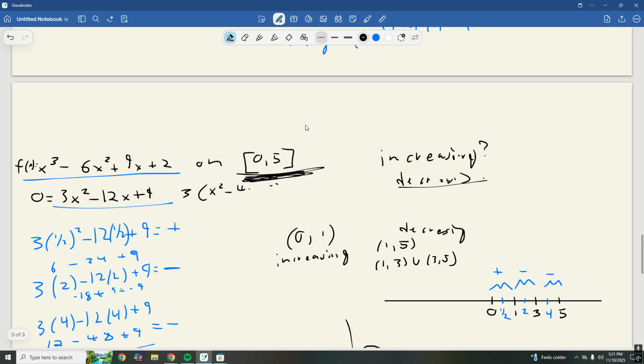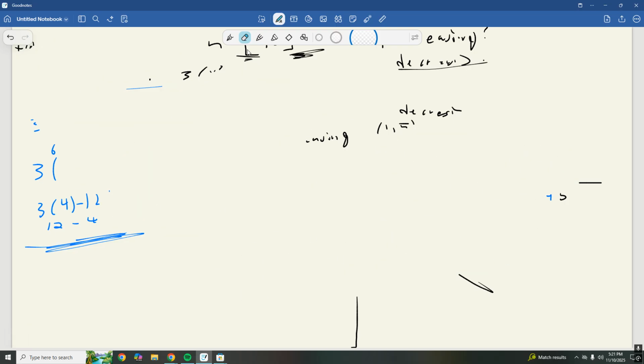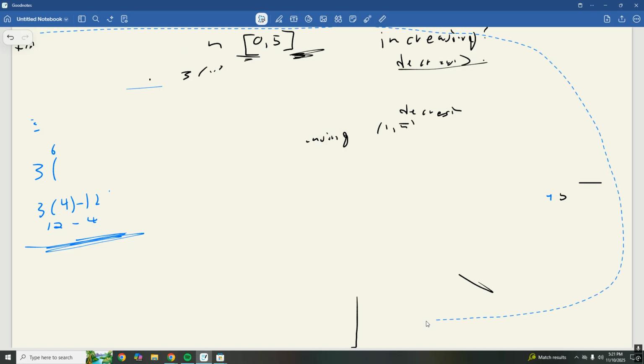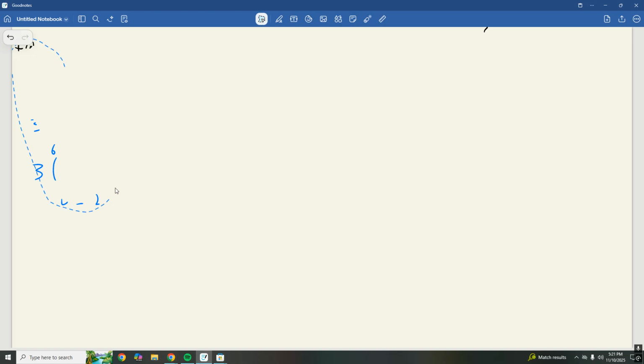So that's the basic point of critical points, increasing, decreasing. That's all that I really need to know for now. And yeah, the number line thing helps. Whatever helps. That's pretty much it. So, I'm just going to get rid of all this. Okay, cool.